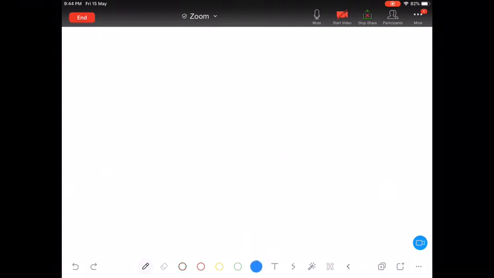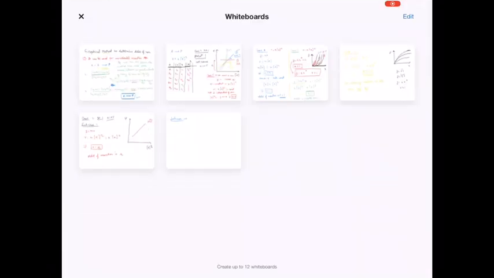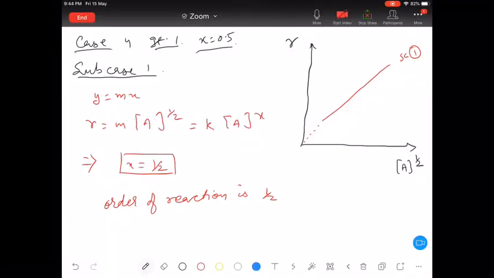Sir, in this last graph, we assumed already x is equal to 0.5, and then we have got just the same plotted from the graph. Again, a number of cases will be there. For case 4, subcase 1 I have taken. I have assumed that the order may be 1 by 2, and if I obtain this kind of straight line, which proves that I am correct.